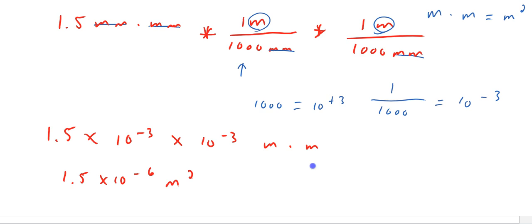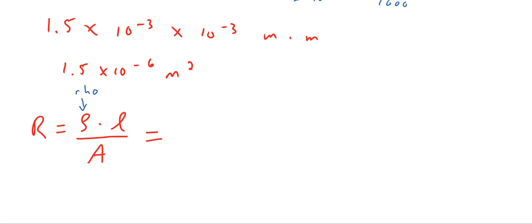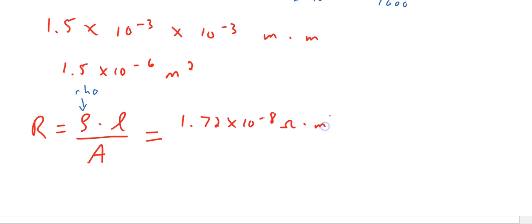Now, if we put that number with the others into the resistance formula, resistance equals rho times length divided by that cross-sectional area. Now, remember, rho here is the resistivity of the material. And for copper, we are given 1.72 times 10 to the negative 8 ohms times meters.